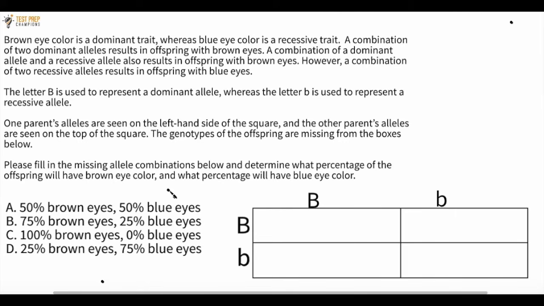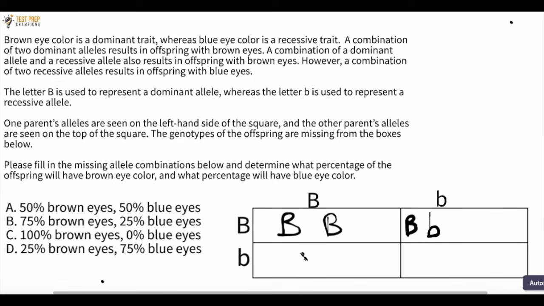Okay, so let's start by filling this in here. One parent is going to contribute a big B, and that would combine with this parent's big B. Now like I said before, you usually want to write the dominant allele first. So in this case, we have the combination of big B, little b. Now what about this square here?